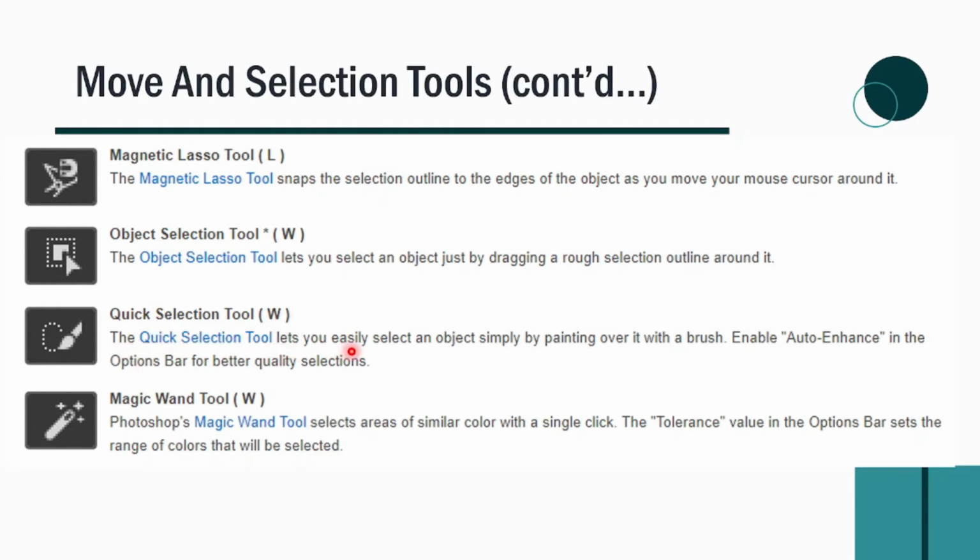Now, let's have the quick selection tool, or this just W. Okay, lets you easily select an object simply by painting over it with a brush. Okay, so enable auto enhance in the options bar for better quality selections.